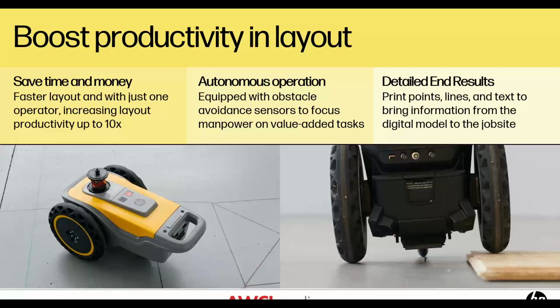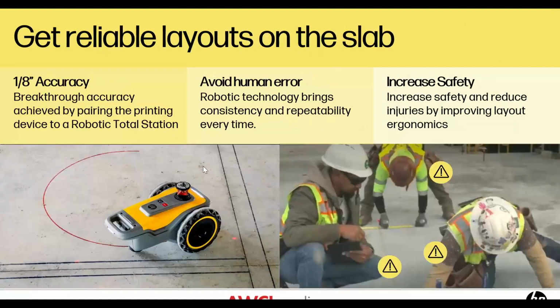And the end result, as you can see in the picture, it's pretty rugged. It can drive over obstacles up to 3/4 of an inch. It prints points, lines, text. You can take information from a building information model or a CAD file or a CSV file. We see that a lot with MEP and fire protection. They're just laying out points and text. They can import those and quickly go to the site and lay them out.